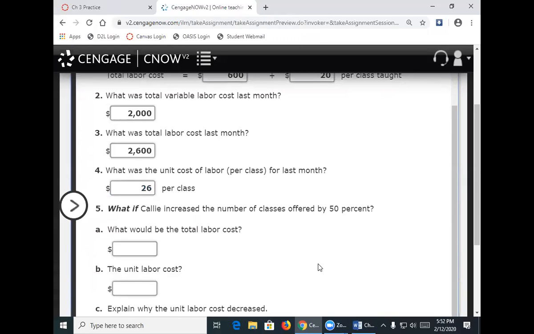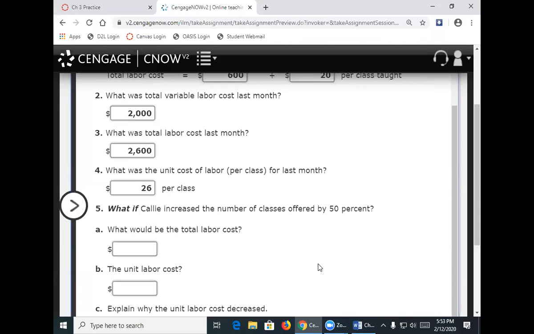So on the next step, it's a what if. It said, what if Callie increased the number of classes offered by 50%? Well, how many classes would we be offering then? 150, right? So that's right. We take 100 times 50%. So we're offering 50 more classes. So we're offering 150 classes total. Well, then I'm just rewriting my cost function. Do fixed costs change? No, they stay the same.